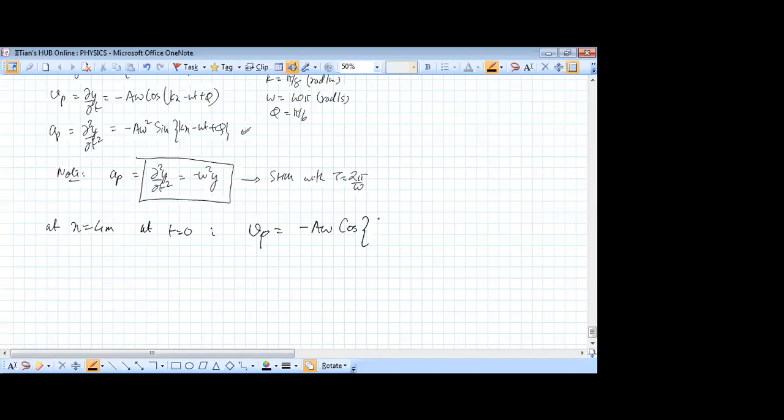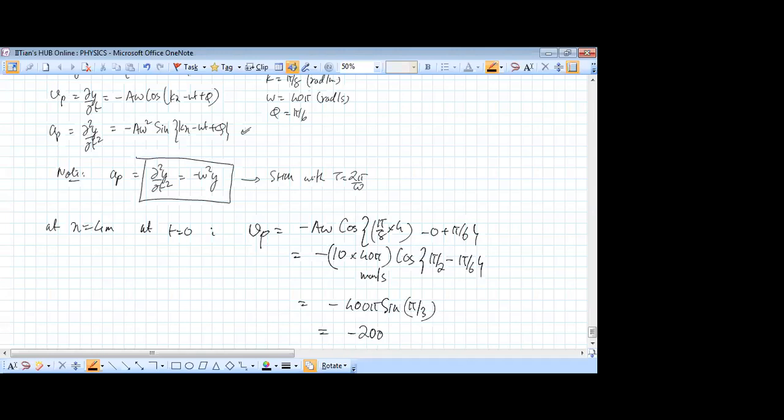So the k is pi by 8, so that's pi by 8 into 4 minus 0 plus pi by 6. So that is becoming minus 10 millimeters into omega, which is 40 pi. So this whole thing will be in millimeters per second into cos 90 minus 30. So that's sine 60. This is minus 400 pi sine pi by 3, or that is minus 200 pi root 3 millimeters per second. Minus sign is just showing you that it's on its way down.